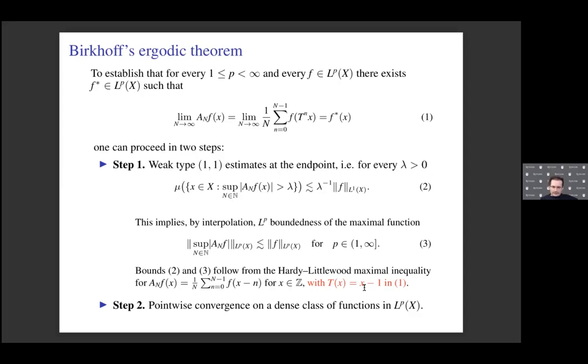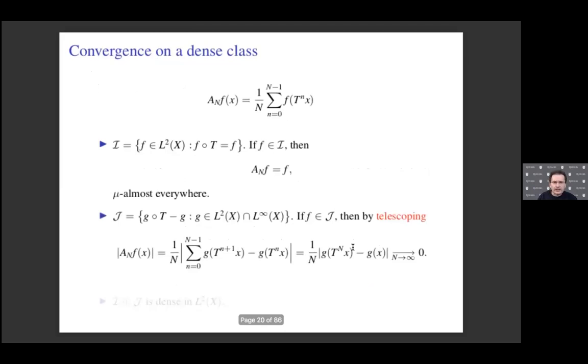And this is a very efficient way because we can use some tools from Euclidean theory to establish weak type 1-1 or L^p inequality. And now in the second step, in order to establish pointwise convergence on a dense class, we can appeal to the mean ergodic theorem of von Neumann, and we can consider the space I of all T-invariant functions in L2.